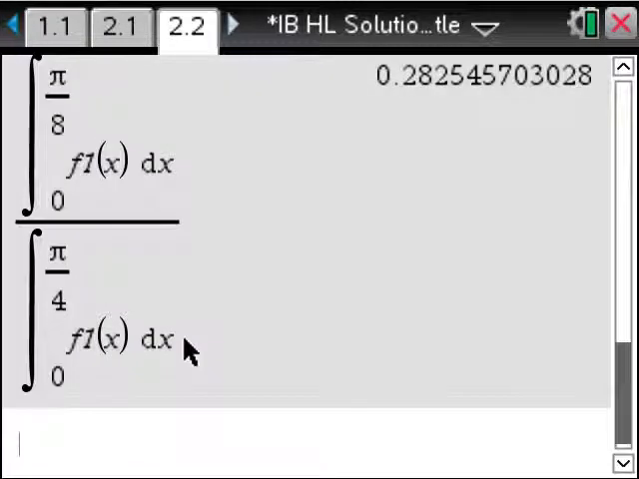Yes, it is. When we press enter, we get a value of 0.283 to three significant figures. And the question is done.